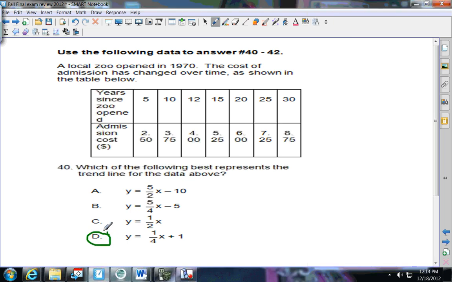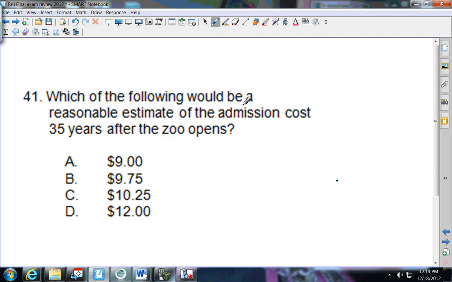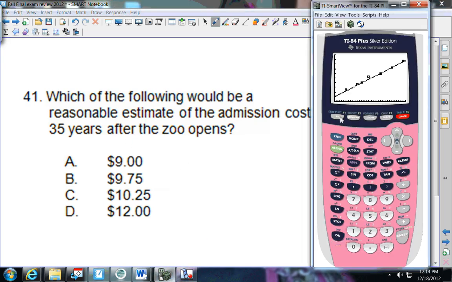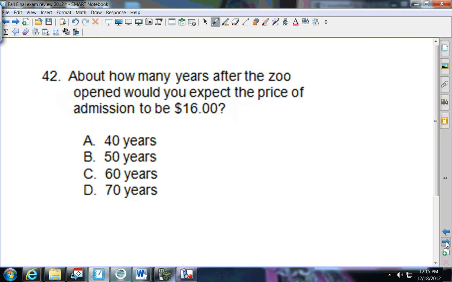Okay? Hopefully we're going to remember those steps. Next one. This one says, which of the following would be a reasonable estimate for the admission to the zoo after 35 years? Okay, so what you're going to do is you're going to use this equation we just came up with, okay, that we just got, and it says for 35 years. So when I go to the table, you'll arrow down to 35, or we'll press second window and put in there 35. Second graph. It'll be 9.75, right here, 9.75. 42. Now it says about how many years after the zoo opened will you expect to pay $16?